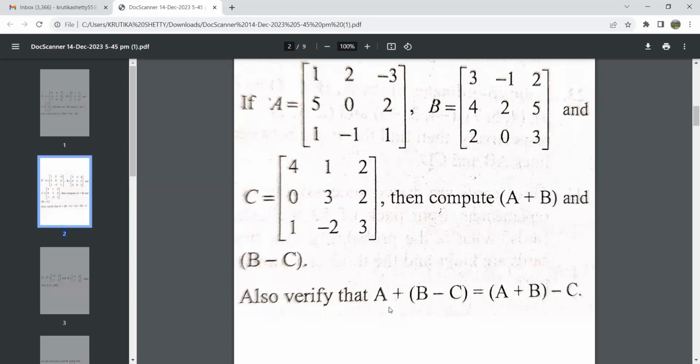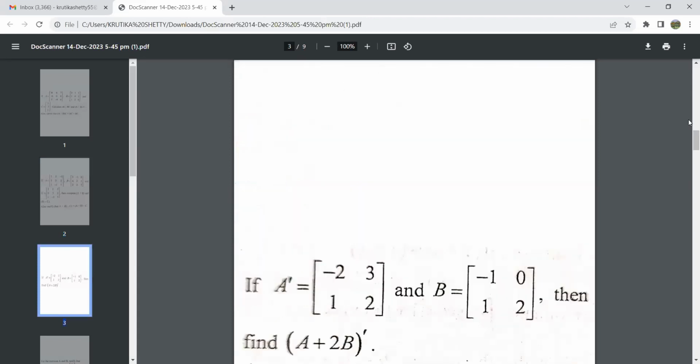This question has also occurred in one of the previous year papers. So take a screenshot of this and solve it for homework. Next, we will go to question number 3. Take a screenshot of this as well, and solve it for homework. It is just based on addition and subtraction of matrices.